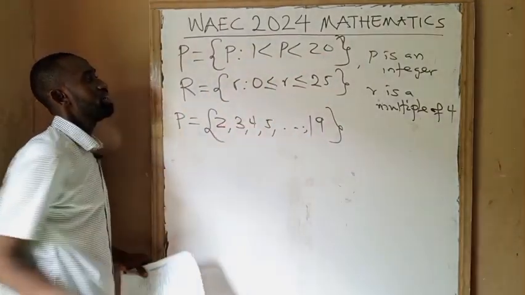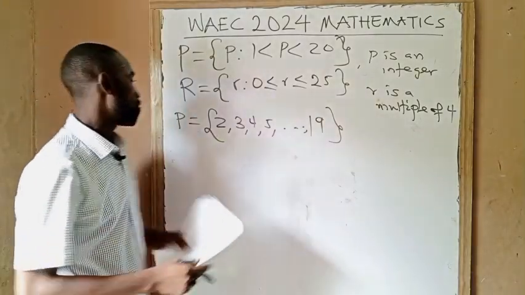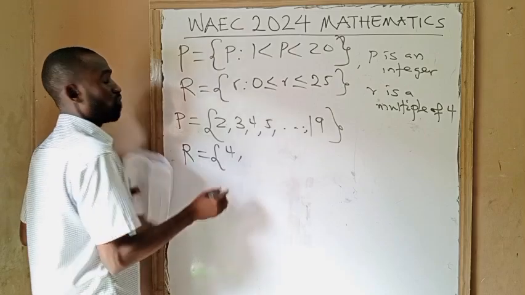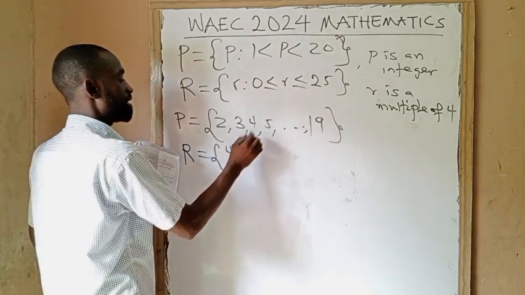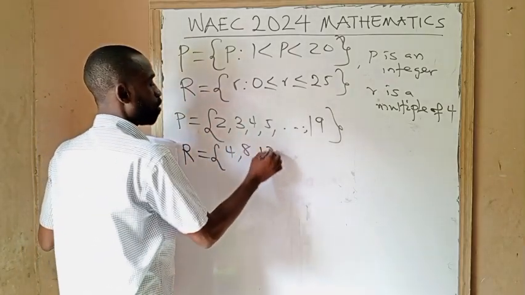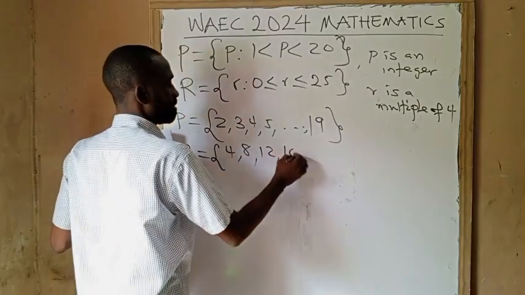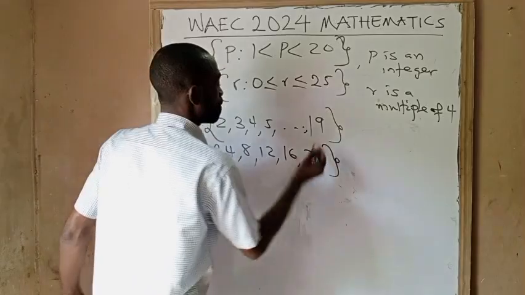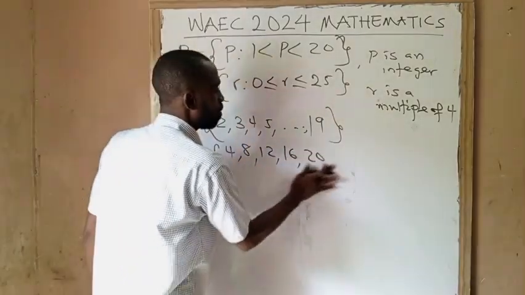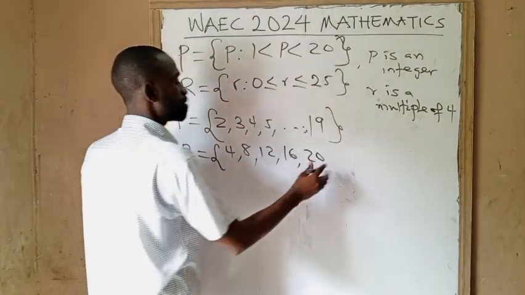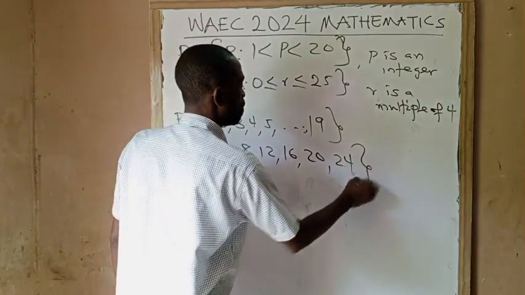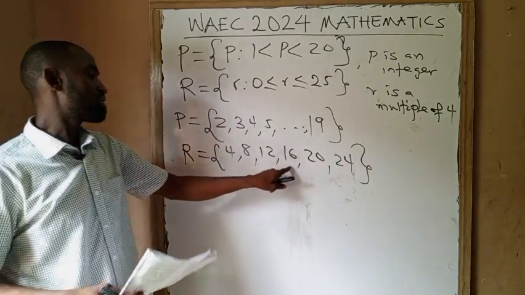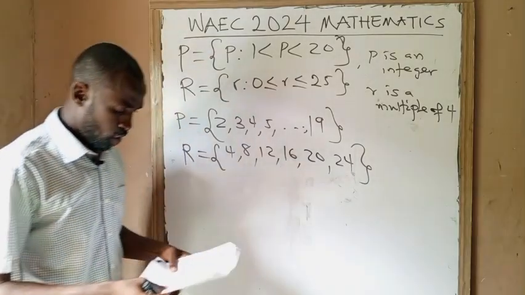In this case, our R is a multiple of 4. So our set R will be 4 times 1 is 4, 4 times 2 is 8, 4 times 3 is 12, 4 times 4 is 16, 4 times 5 is 20, and it should be less than 25, so we still have one more: 4 times 6 is 24. So our R equals 4, 8, 12, 16, 20, and 24. What are we asked to find?